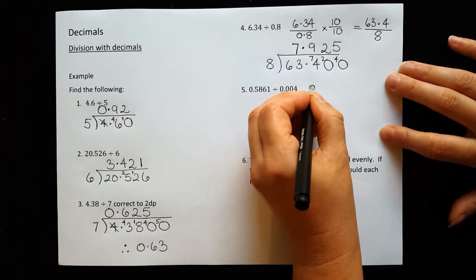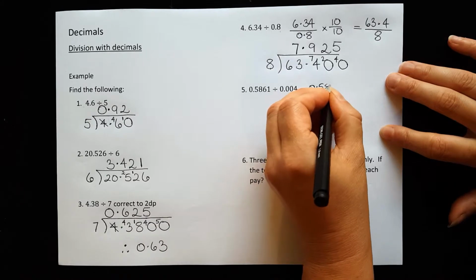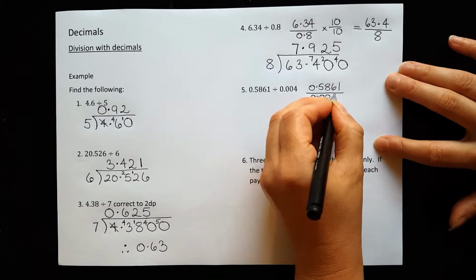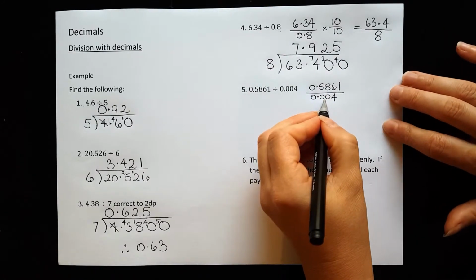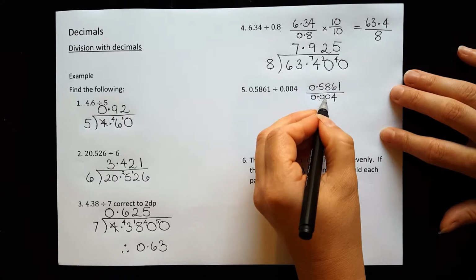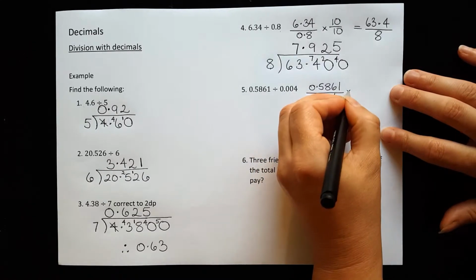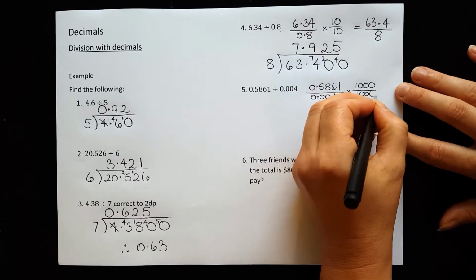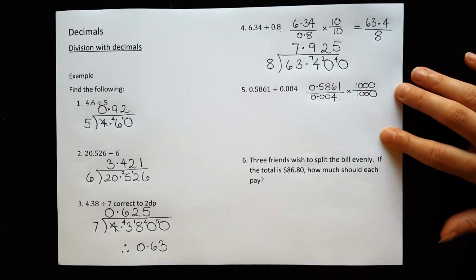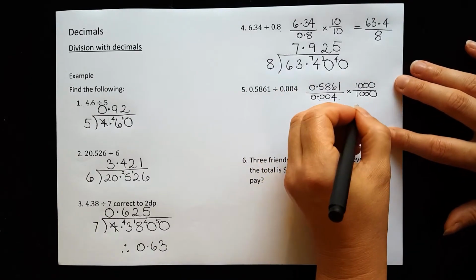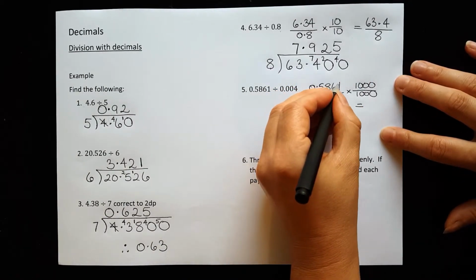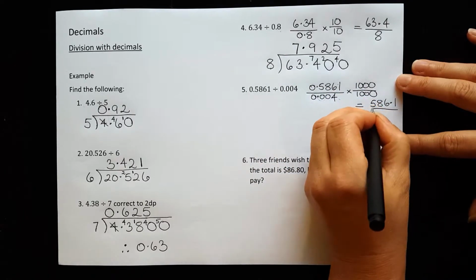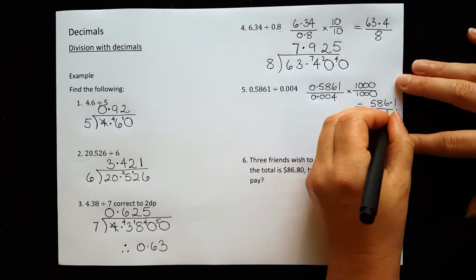I have 0.5861 divided by 0.004. Now I want a whole number on the bottom, so I need this decimal point to jump over 3 places. So instead of multiplying by 10 like I did last time, this time I need to multiply by 1,000 to jump the 3 places. Okay, that's going to give me 1, 2, 3 jumps on the top, which will give me 586.1 over 1, 2, 3 jumps over 4.